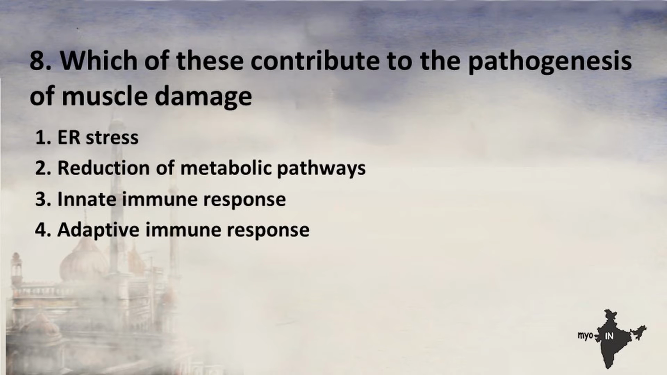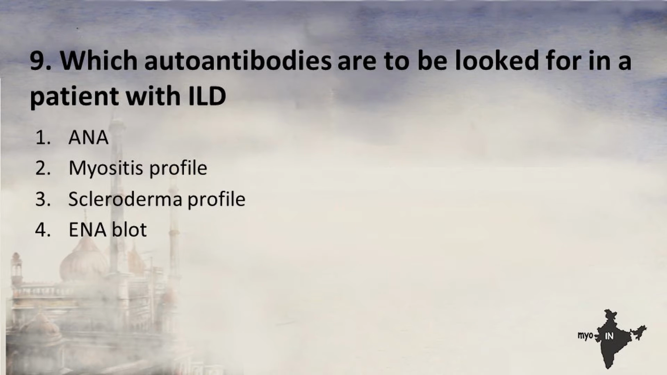Is it ER stress? Is it reduction of metabolic pathways? Is it an innate immune response? Is it an adaptive immune response? Any other answers? Can I have how many hands say all? Okay, I think all those hands that say all are right. Next slide will tell you that all of these do contribute to the pathogenesis of muscle damage, and probably the non-immune pathways contribute more, if not as much as the immune related pathways.